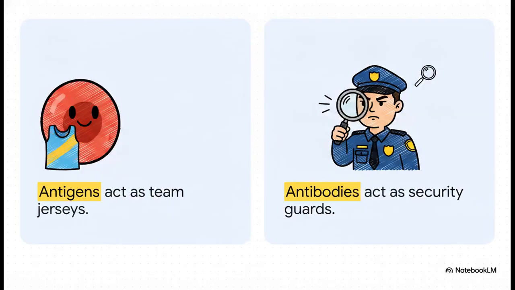Let's use a super helpful mental model here. Think of those antigens, the name tags, as team jerseys that your red blood cells are wearing. Meanwhile, floating around in the liquid part of your blood, the plasma, you have antibodies. We're going to call these guys the security guards. Their one and only job is to constantly patrol your bloodstream, and if they see any cell wearing a jersey they don't recognize, boom, they aggressively tackle and destroy it.